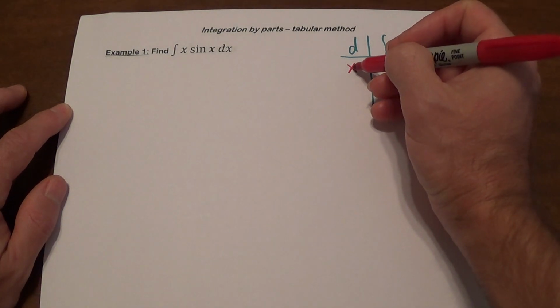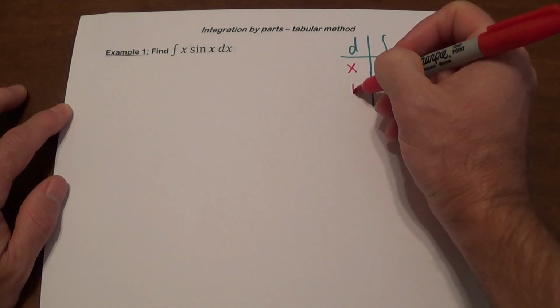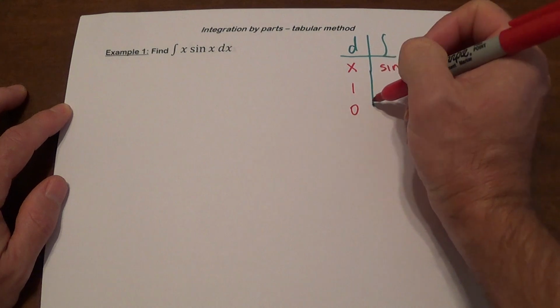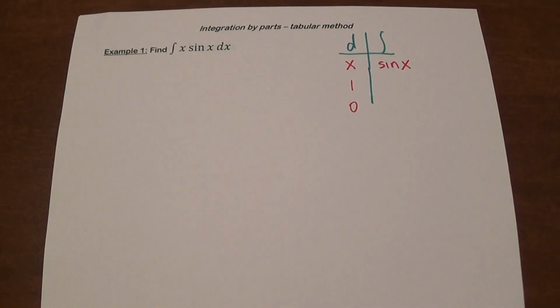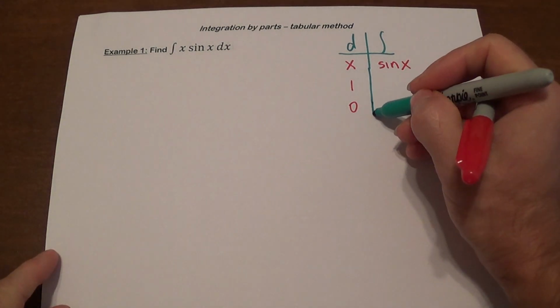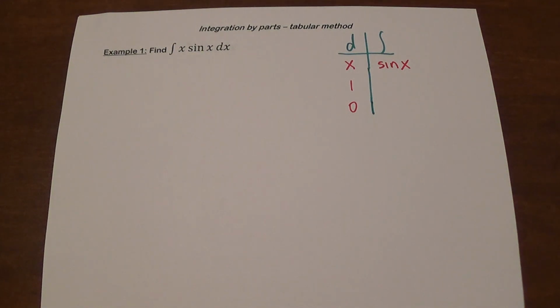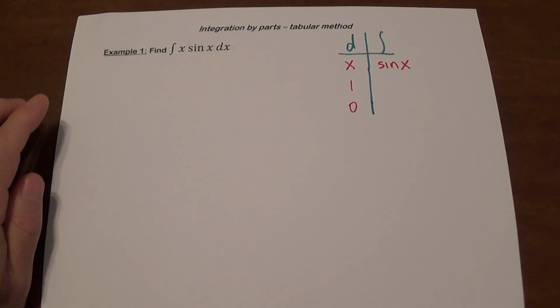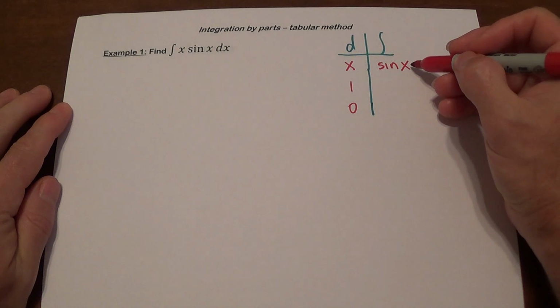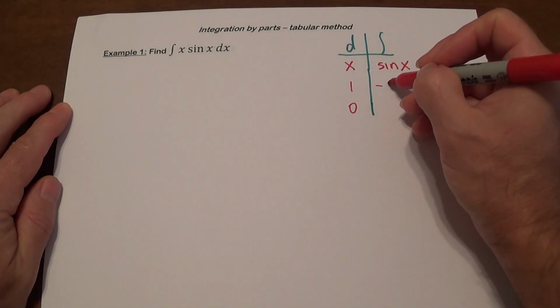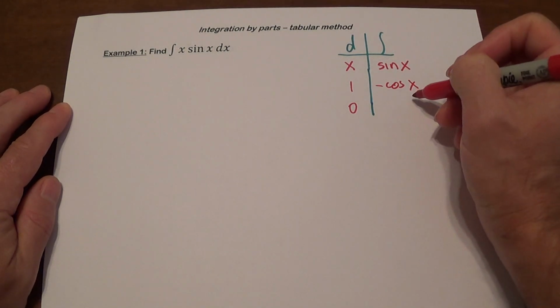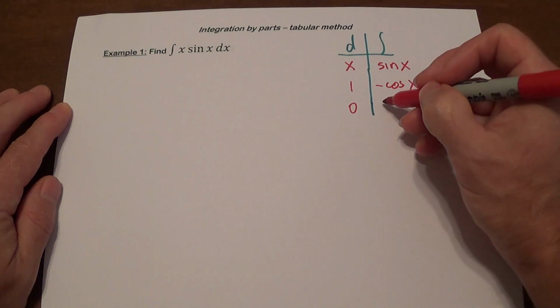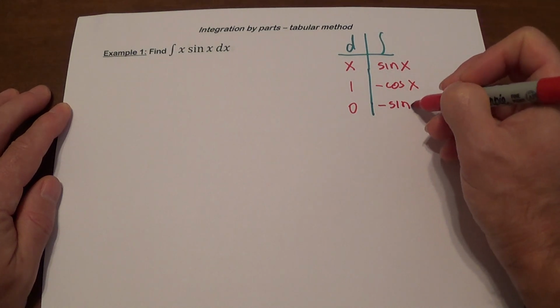We're going to start differentiating. The first thing, when you differentiate x, you're going to get 1. And when you differentiate 1, you're going to get 0. 0 is ideal for us because it makes things very nice, but it's not always going to happen. And then what happens here? So you integrate sin x. The integral of sin x is negative cos x. The integral of negative cos x is going to be negative sin x.